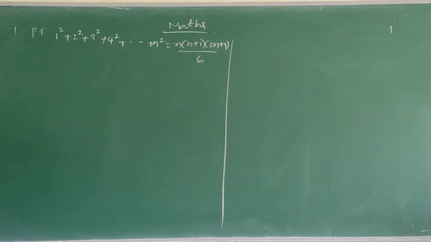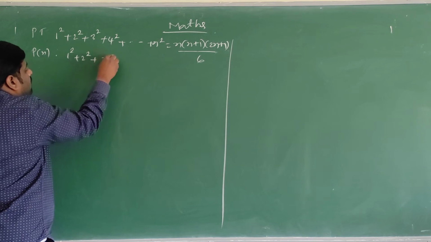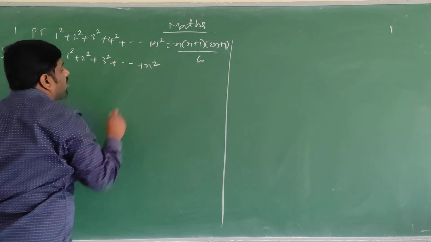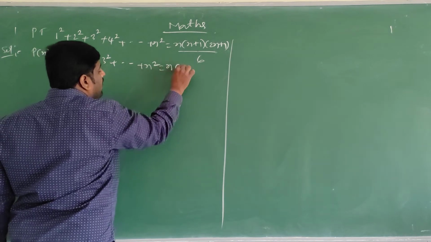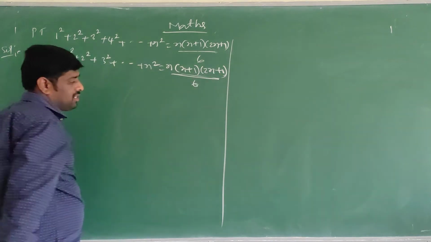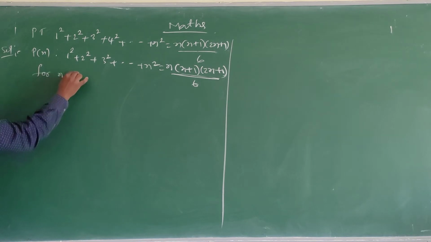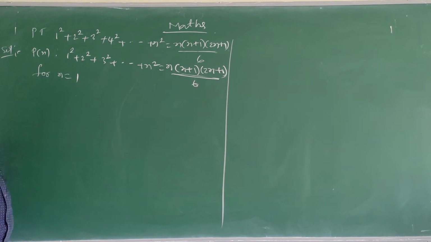So that is the given statement. The given statement can be represented as P of n: 1 square plus 2 square plus 3 square plus ... plus n square equals n into n plus 1 into 2n plus 1 divided by 6. Now I have to check for n is equal to 1 and n is equal to k, and finally we have to prove for n is equal to k plus 1.